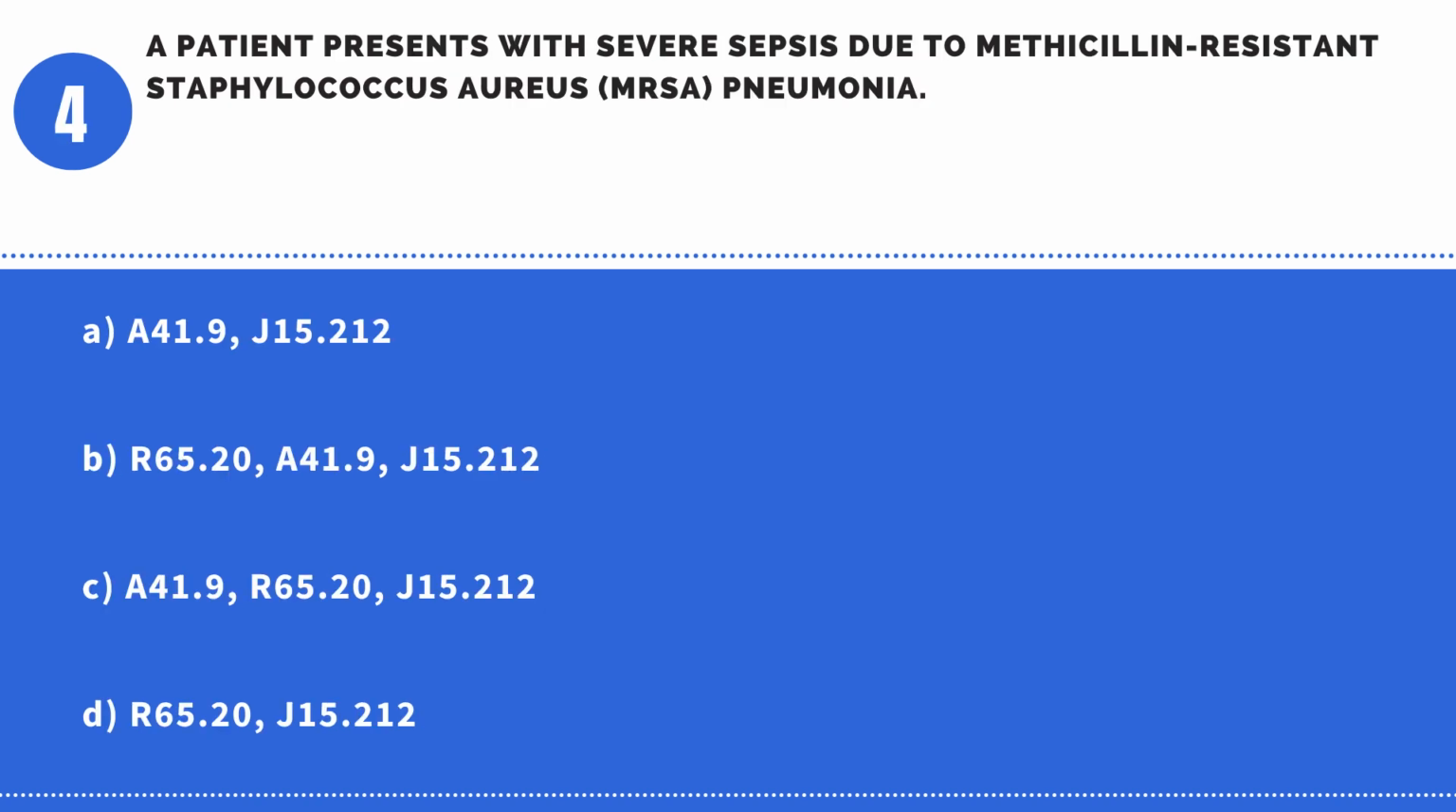Question 4. A patient presents with severe sepsis due to methicillin-resistant Staphylococcus aureus, MRSA, pneumonia. A. A41.9, J15.212. B. R65.20, A41.9, J15.212. C. A41.9, R65.20, J15.212. D. R65.20, J15.212.